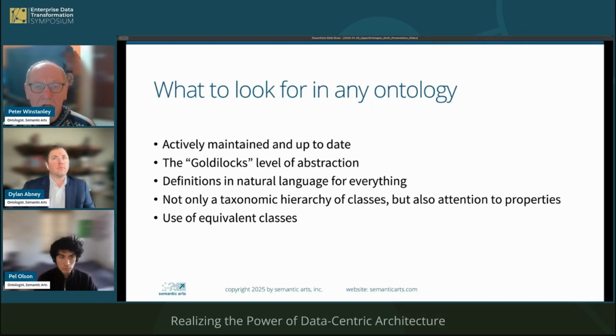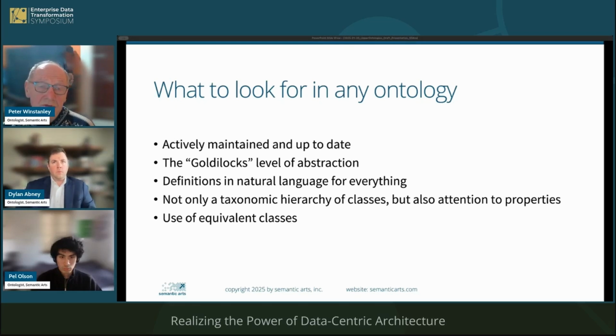So I want to close off this presentation and move on to the discussion, if we've got any time, by saying that when you're looking at any ontology, check that it is actively maintained and up to date. Take a look that it hits the Goldilocks level of abstraction. Make sure that you've got definitions in natural language for everything.